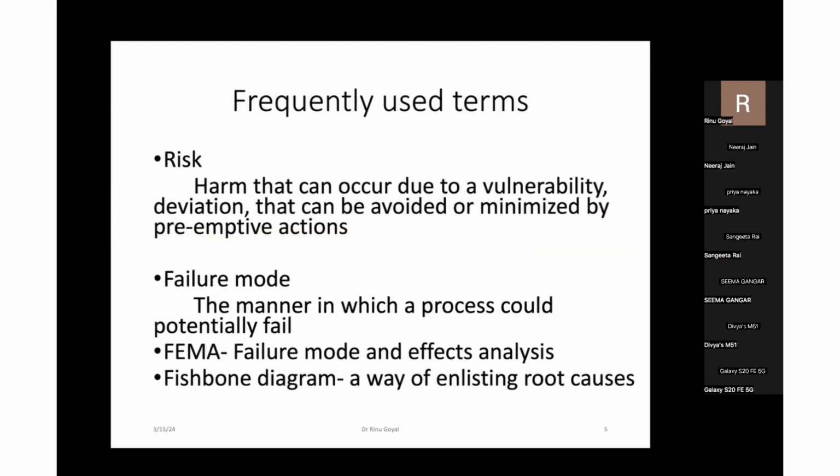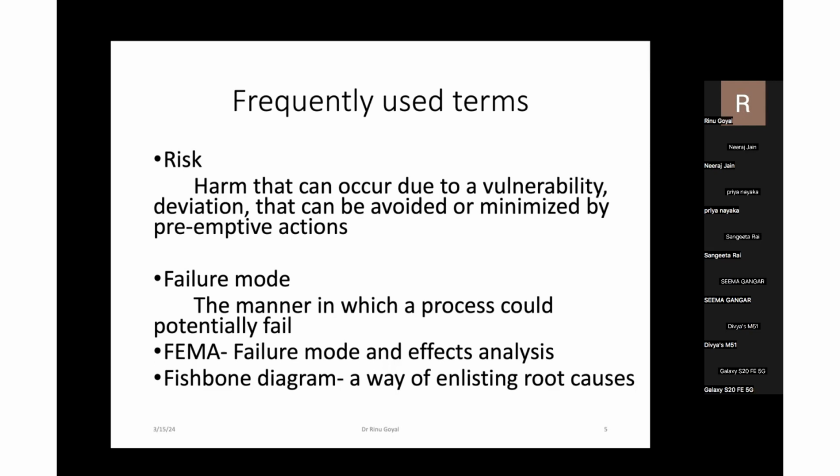When we talk about risk, there are a few frequently used terms associated with it. First of all, the risk. Risk is basically potential harm, which has not occurred, but there is a chance that something can go wrong. So when we say risk, it is harm that can occur, that is potential, due to vulnerability or deviation, that can be avoided or minimized by preemptive actions.